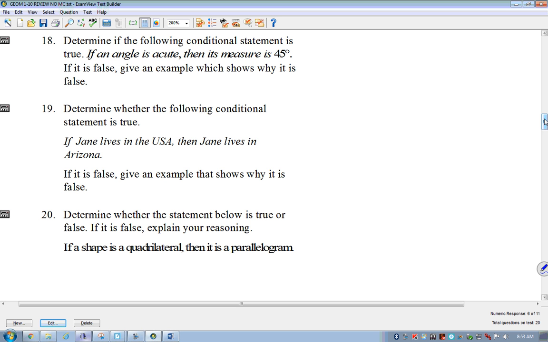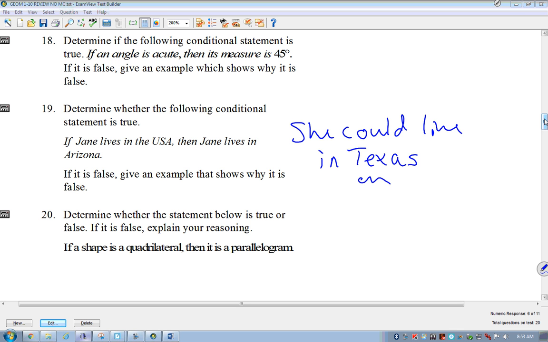All right, so really you could say she could live in Texas or Utah. Basically, she could live in any other state except Arizona and still be in the United States. Now, granted, this question isn't asking for this, but the converse of this statement would be, if Jane lives in Arizona, then she lives in the USA. Would that be a true statement?